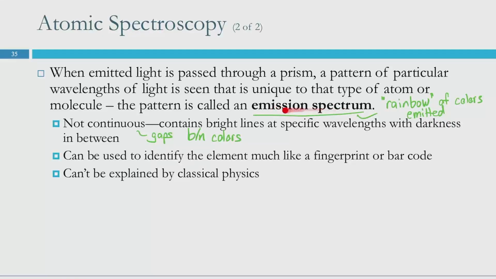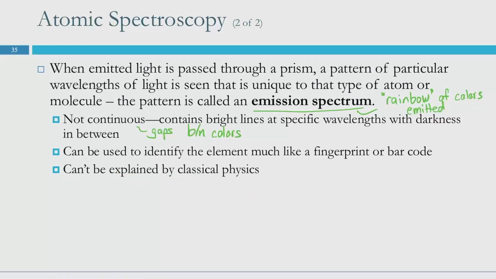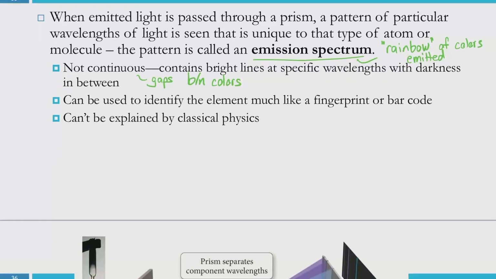And an emission spectrum can be used to identify an element. It's sort of like a fingerprint or a barcode, but for a specific molecule or element. And these are interesting because they can't be explained by classical physics. So we need new physics to be able to do these.